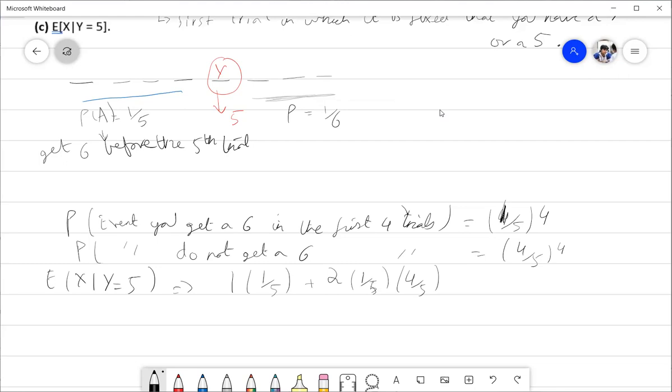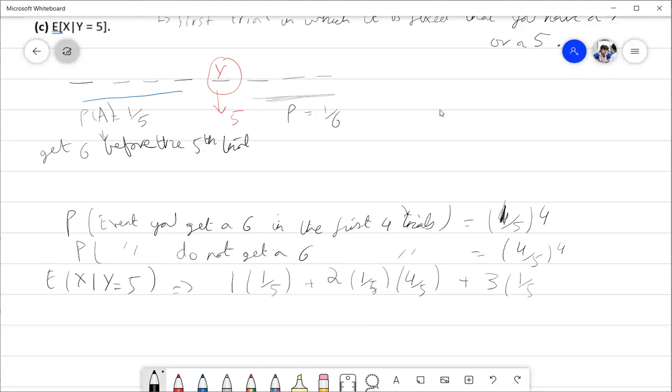The probability of the event that I get a 6 in the first 4 tries, that's 1/5 to the power 4. The probability that I do not get a 6 in the first 4 tries, that's 4/5 to the power 4. Again, I apologize for the inconvenience, right? So in the first trial, I know that I'm not gonna get a 5. It has to be a 6, so that's 1/5. Now, likewise, I'm gonna continue this trend.